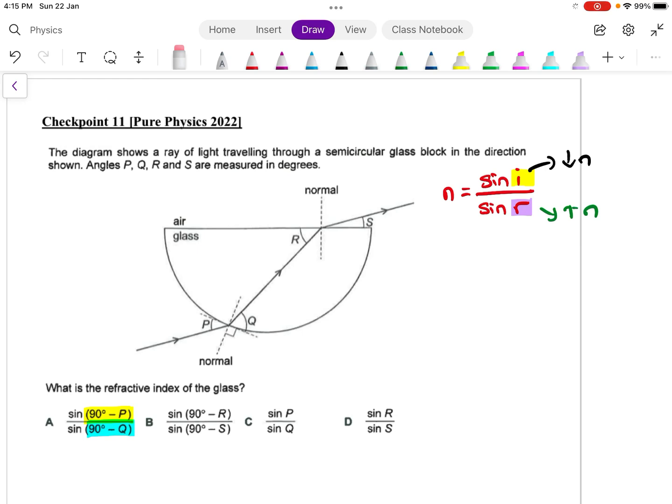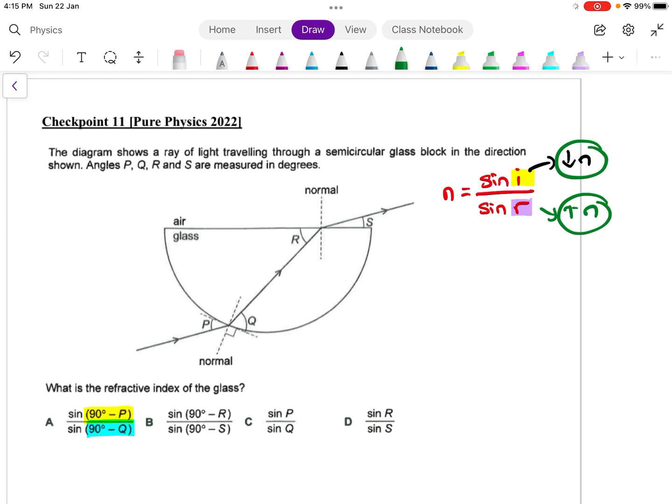First thing first, of course, we must use the formula n equals sine i over sine r. Always remember when you are doing the calculation, the i must always be in the less dense medium, then the r must always be in the more dense medium. So if you look at option A and option B, they are highly likely the answer. C and D are wrong.